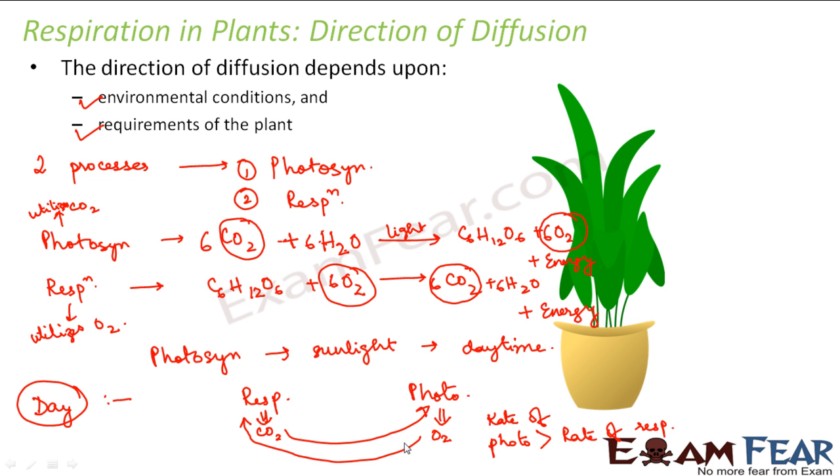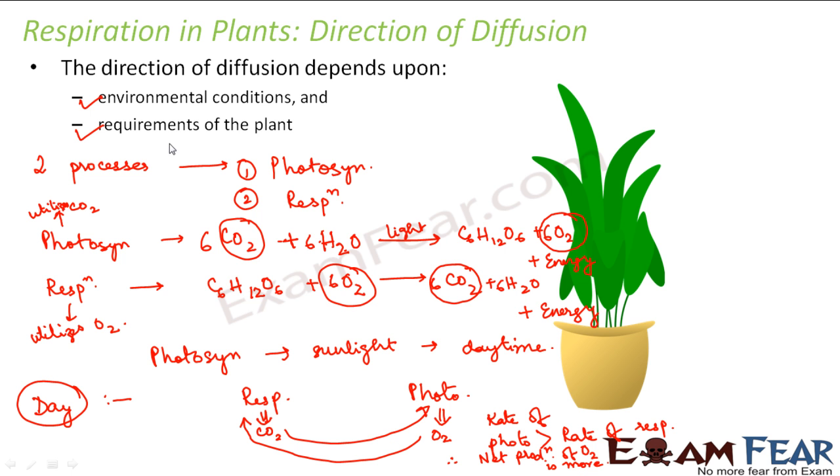As the process happens faster, more of the product will be released. So if the rate of photosynthesis is greater than the rate of respiration, the oxygen released would be more than the carbon dioxide. Therefore, net production of oxygen is more. Now, if the net production of oxygen is more, what will the plants do with that oxygen? They will throw that out.